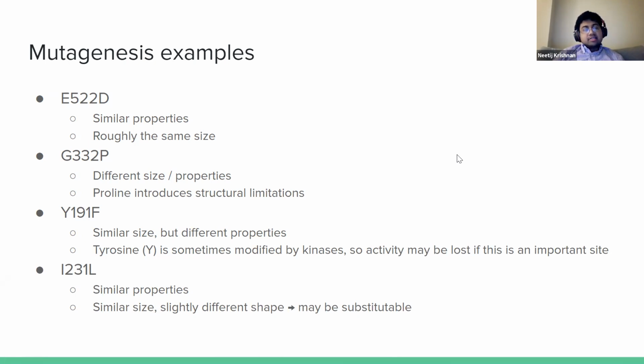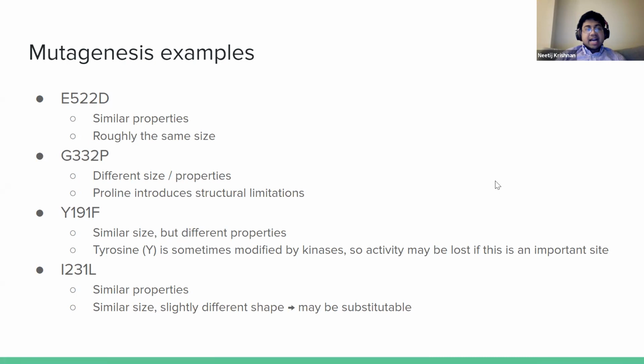Okay, Y191F. Y is tyrosine, F is phenylalanine. They're similarly sized, but tyrosine has a key OH group that's sometimes modified by kinases. And so if you lose that site, that might be a problem for the protein function.